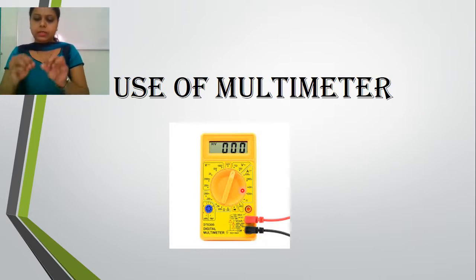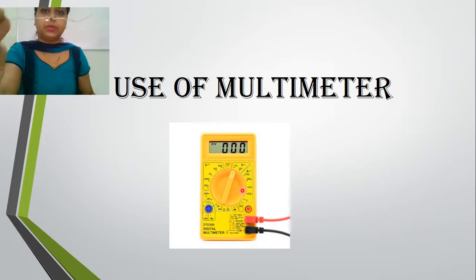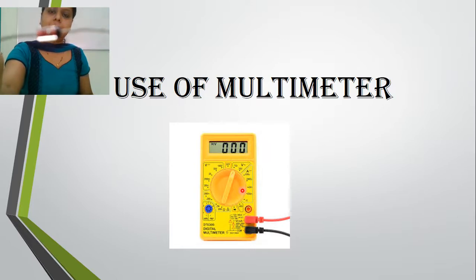Then we have this Zener diode. On this Zener diode you can see the orange color here and a black band there. The black band means it is the negative terminal and the orange means it is the positive terminal. So this is the Zener diode.